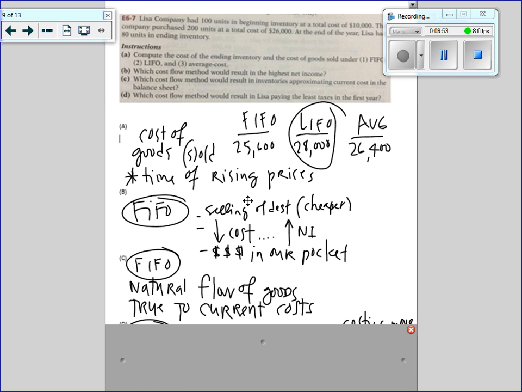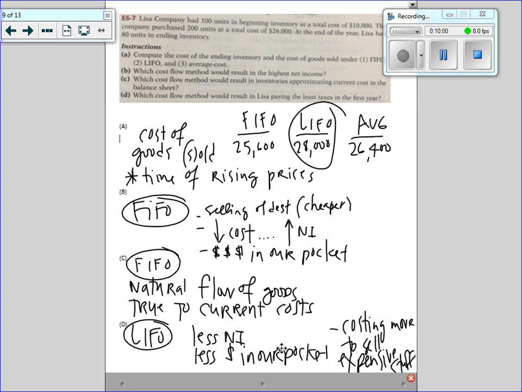And the last one, which cost flow method would result in Lisa paying the least amount of taxes? LIFO, because we're going to have a higher cost of goods sold, resulting in a lower net income, needing to pay Uncle Sam less money.